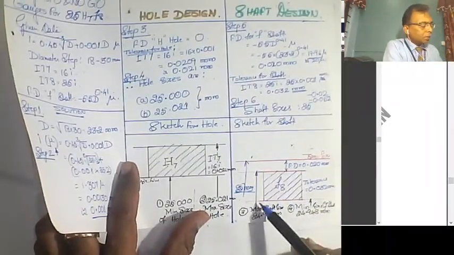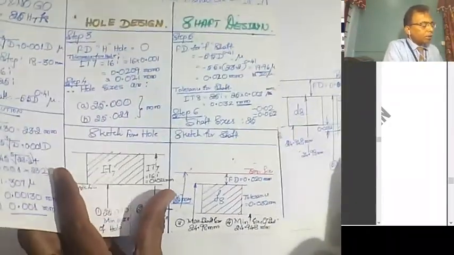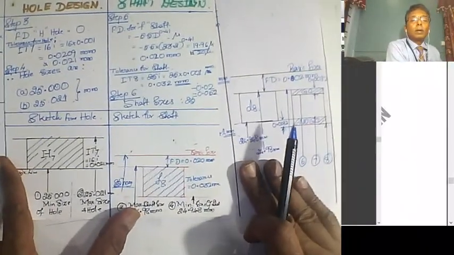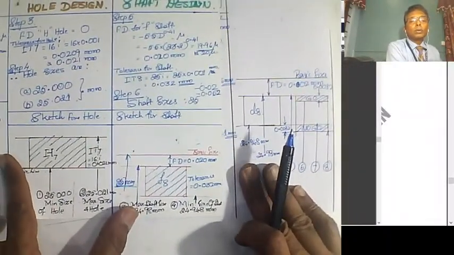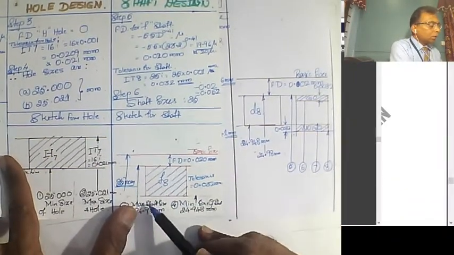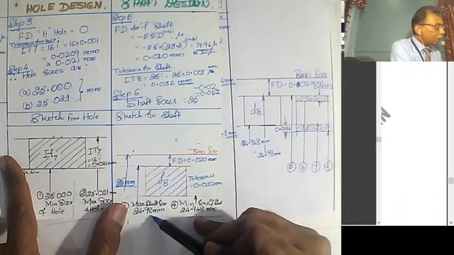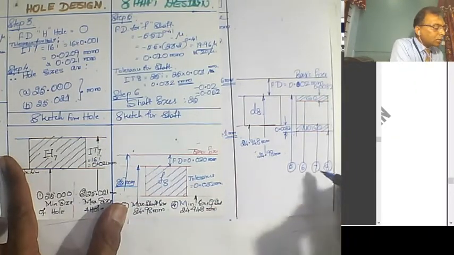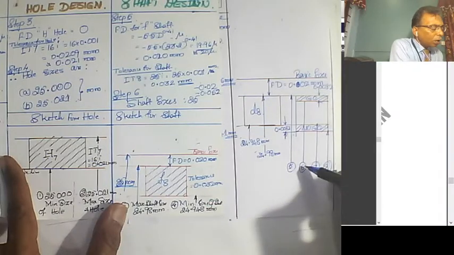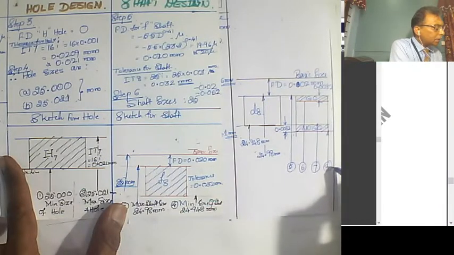Can you see this? Compare this with this. Can you see? Okay, looks good. So 5 is known to us, that is this value, 24.98. 7 is known to us, this is the minimum size of the shaft. All we need to find out is 6 and 8.